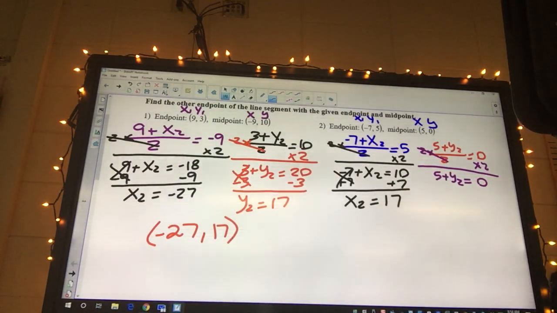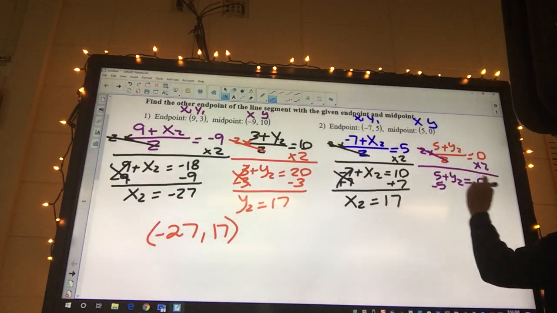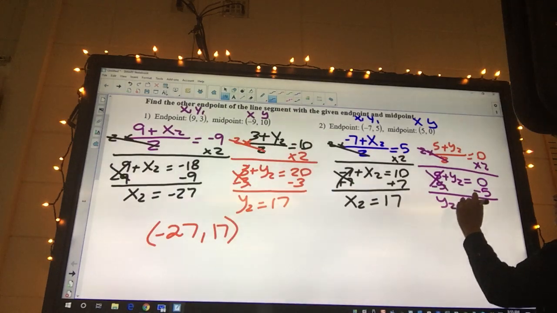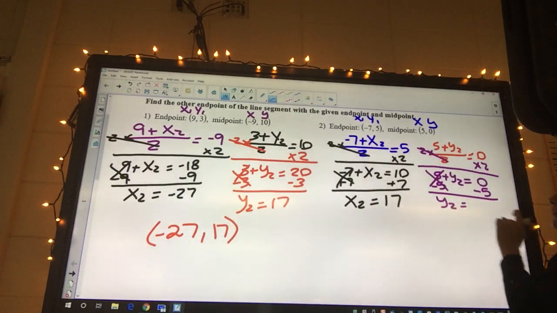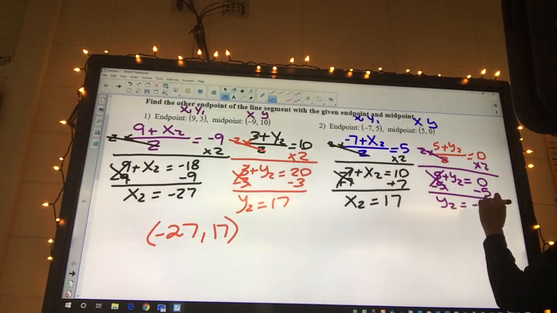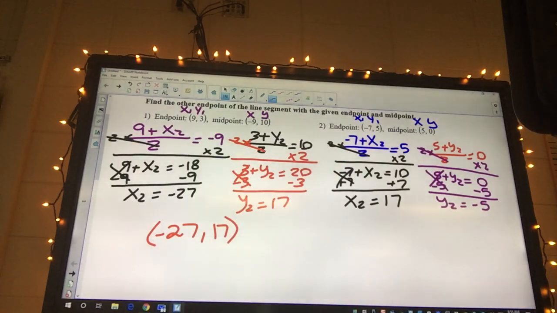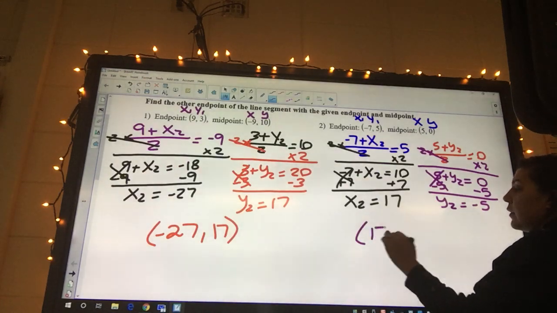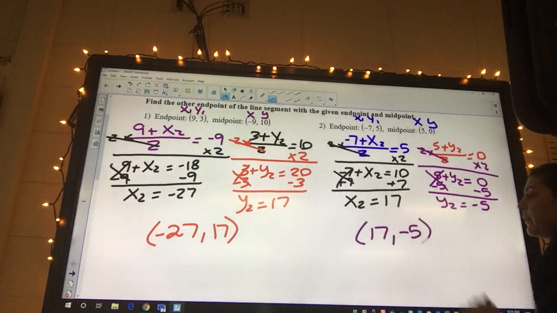Don't we have to minus 5? Minus 5 from both sides. Okay, so y sub 2, and I got 0 minus 5. Wouldn't it just equal negative 5? Negative 5. And then, Sammy, how do I write these in coordinates? So I got x sub 2 equals 17, and y sub 2 equals negative 5. Open paren, 17, comma, -5, close paren. Perfect.